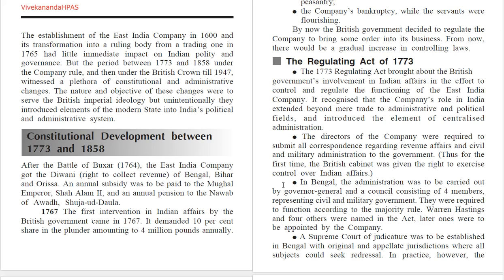Now, the first intervention came by the Regulating Act of 1773, but before that, in 1767, the British government asked for a 10% share in the plunder of Bengal, Bihar, and Odisha. Okay, so see the situation.